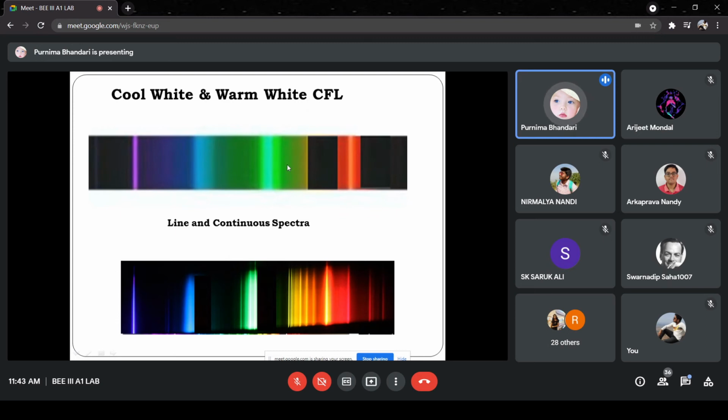How is light generated from a fluorescent lamp? First, the discharge emits light in the UV region. Then there is a phosphor coating inside, and this phosphor is excited and converts the UV light into visible light. Due to the phosphor coating, we get a mixed kind of spectrum from the CFL lamp. So for cool white, the blue region will be more.